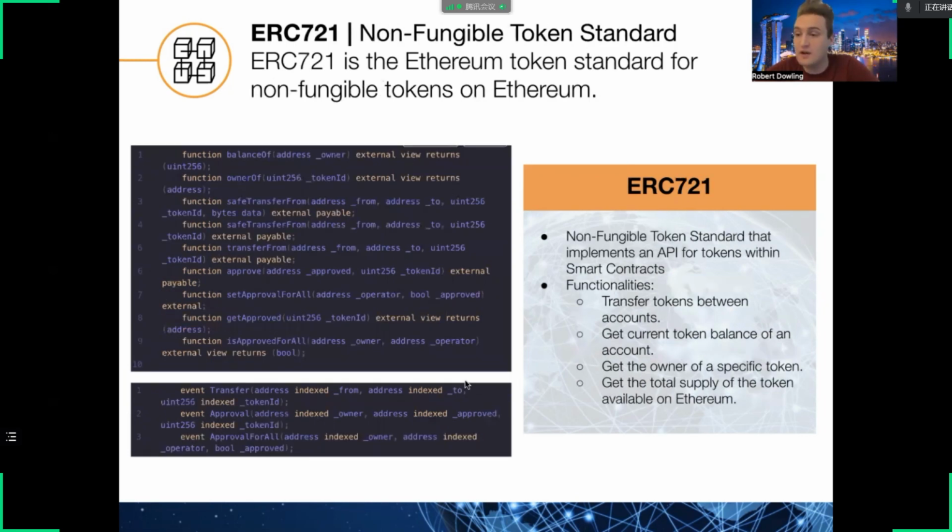ERC 721, very similar, except in this case, this is for non-fungible tokens. So you can't divide these tokens and each one is unique. I'm sure many of you know all about NFTs at this point.